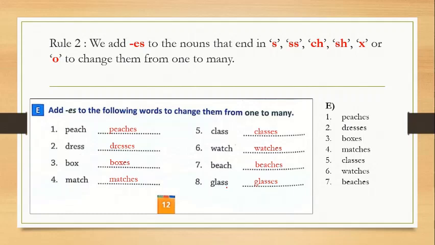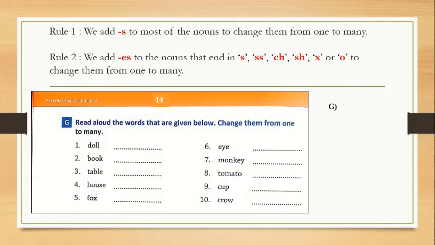Have you finished writing? Then let's move on to the next exercise. Open your books to page number 14. We start with exercise G. Now in this exercise, we have to change the nouns from one to many, but we will use both the rules. We will look at the noun, look at the word, and look at the last letters and decide whether we will add S or ES.